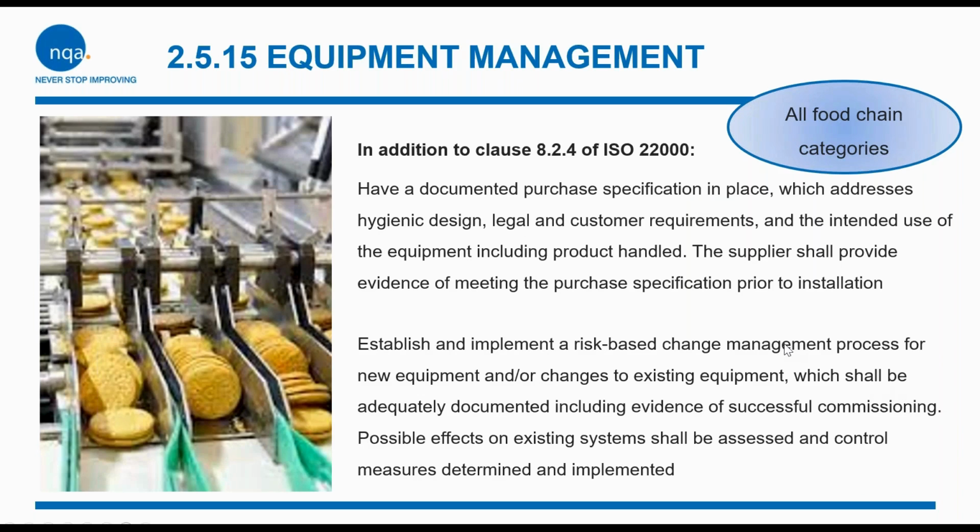Requirement 2515, equipment management, applicable to all food chain categories. This is in addition to clause 8.2.4 of ISO 22000. Have a documented purchase specification in place which addresses hygienic design, legal and customer requirements and the intended use of equipment, including product handled. The supplier shall provide evidence of meeting the purchase specification prior to installation.